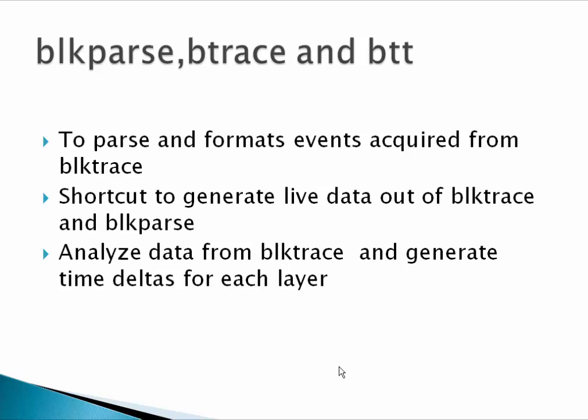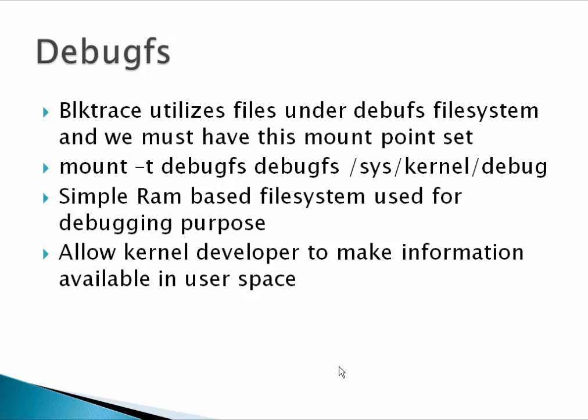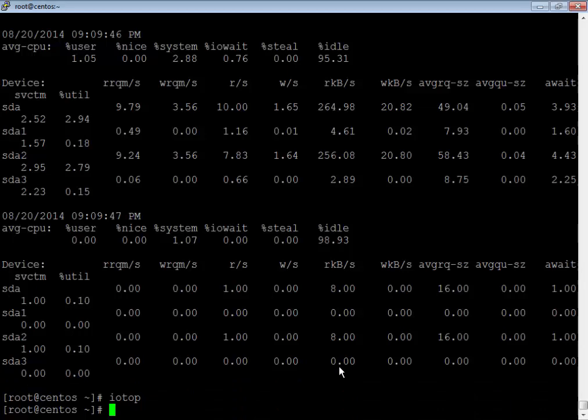Before we use this tool, the first thing we need to do is mount our debugfs file system. I think if you use SystemTap or other utilities, it is a simple RAM based file system designed for debugging purposes. It has been heavily utilized by kernel developers to make information available in user space. In most cases, developers are encouraged to use it instead of procfs to get any information related to kernel code. I already mounted this file system, just to save time.